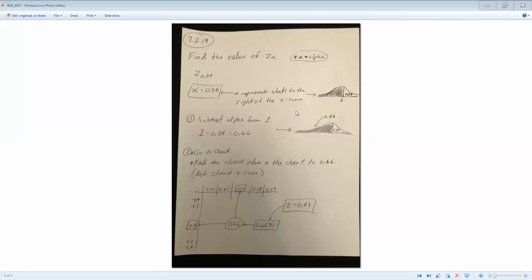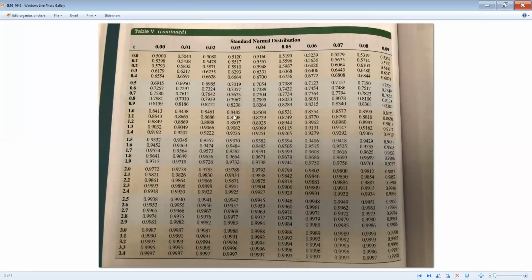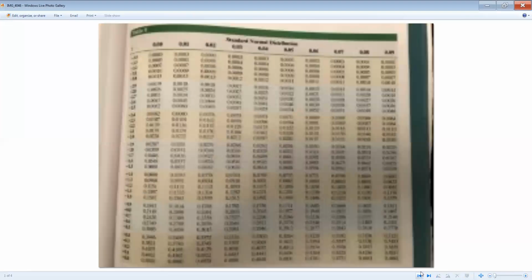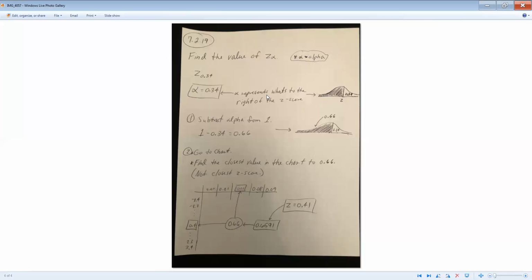And remember the Z-score chart that we use, which is right here. This always represents what's to the left of. So if alpha represents what's to the right of, then in order to find out what's to the left of, we subtract that 0.34 from 1. That'll give us 0.66. That's what represents to the left.